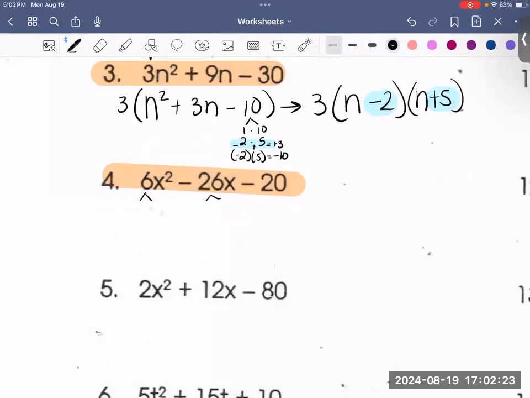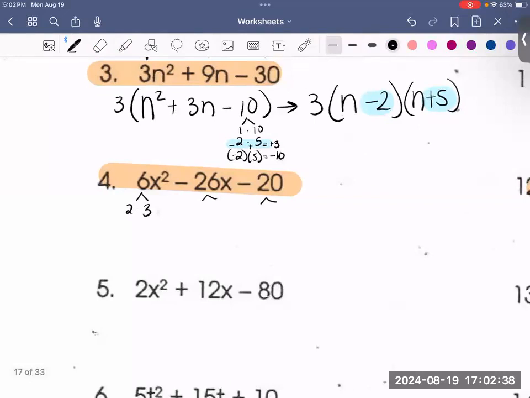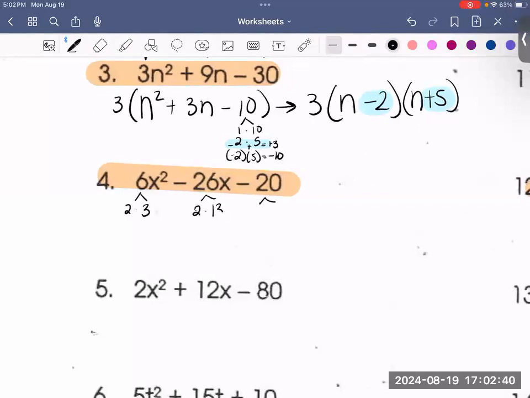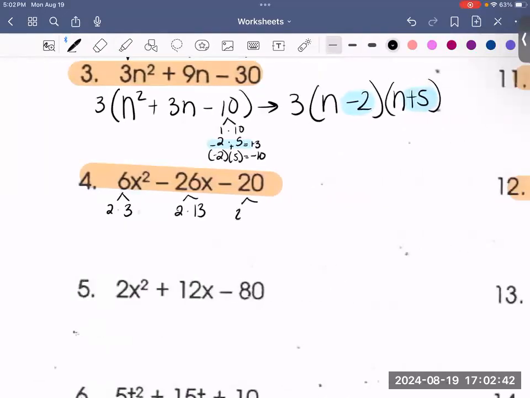So let's see, 6, 26, and 20. 26 is not immediately divisible by 6. However, it is divisible by 2. So let's break up all of your values by 2. So 2 times 3, 2 times 13, and 2 times 10. So we can factor out a 2 from each. So GCF is a 2, then we're left with 3x squared minus 13x minus 10.